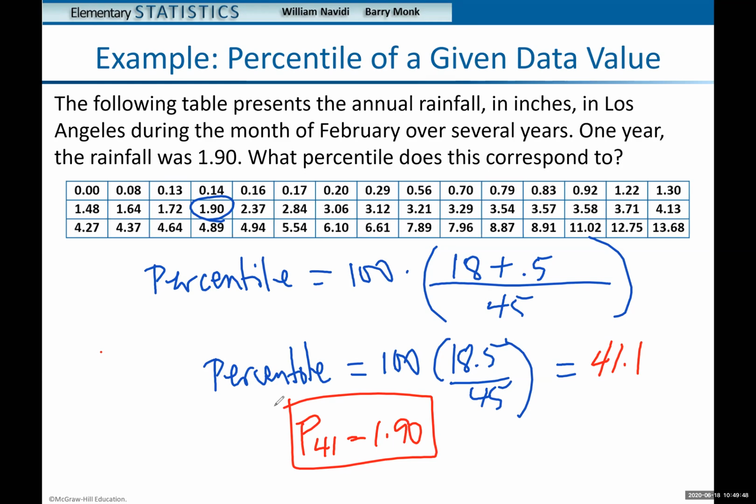Okay. Any questions? Okay, I want you to try this 6.61. What's the percentile of 6.61?